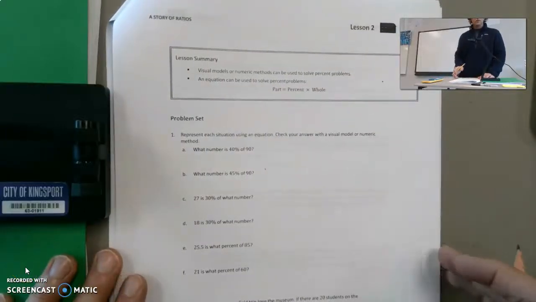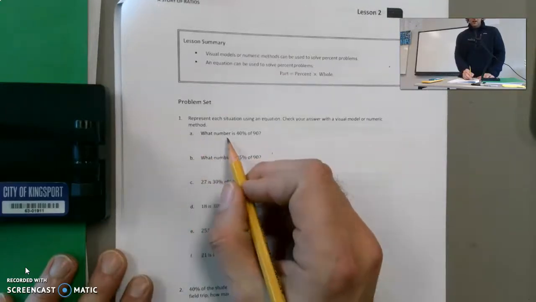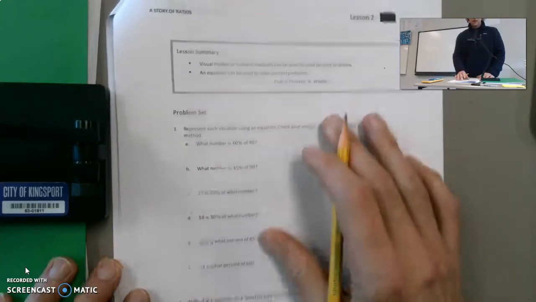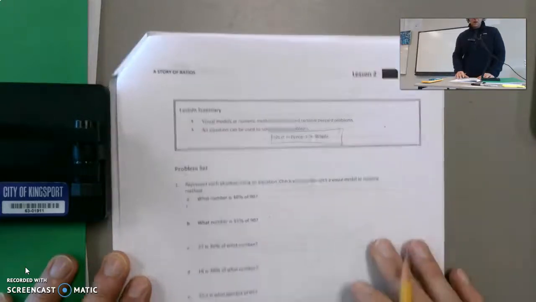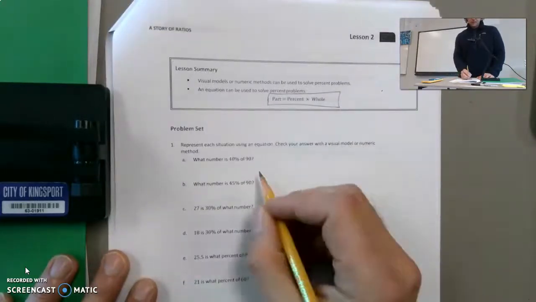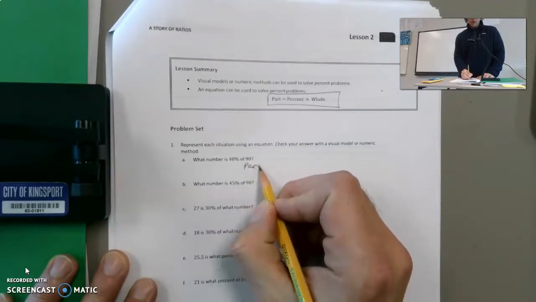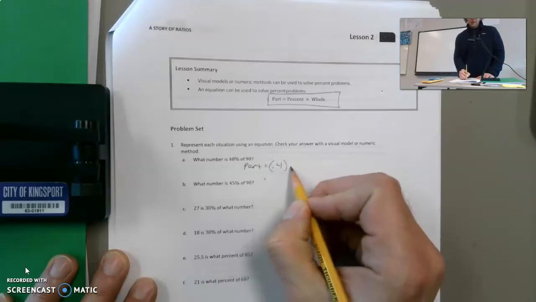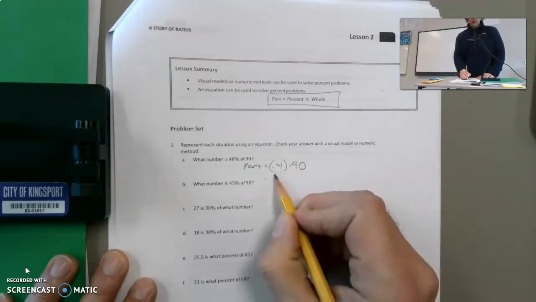We're going to do questions 1 through 6. Part A, 1A asks, what number is 40% of 90? So let's remember our equation. Part equals percent times whole. So we're trying to find what part is 40%, so that's 4/10, times 90. And 4/10 of 90 is 36.